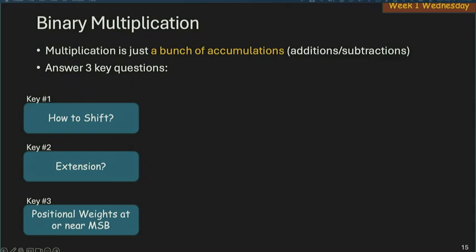In 2's complement, we do shift by shifting zeros. We do extension by doing sign extension. Positional weights can be viewed as a negative number at the most significant bit. So instead of the regular addition step at the end, you do a subtraction.